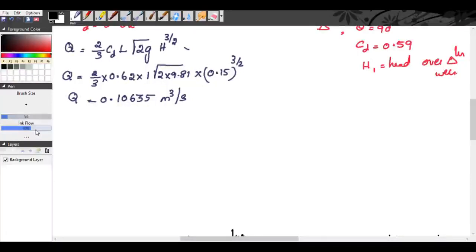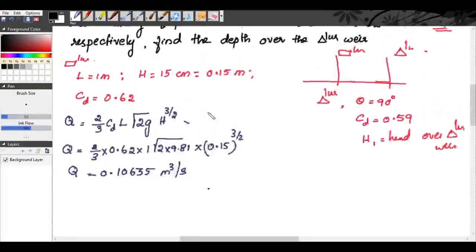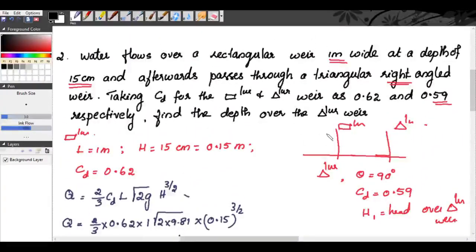Now, see, the water passing through this rectangular weir will be passing through this triangular weir. So, the discharge will be same. Q will be same at the rectangular weir and over the triangular weir.